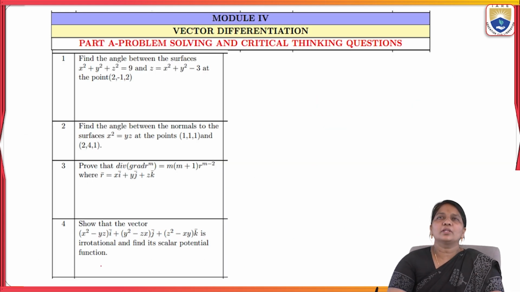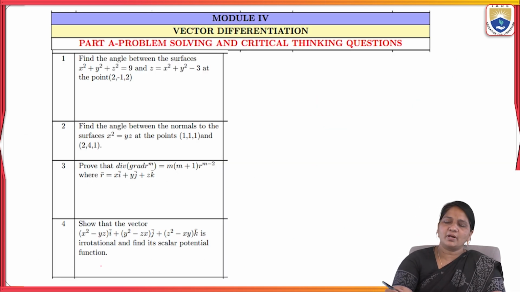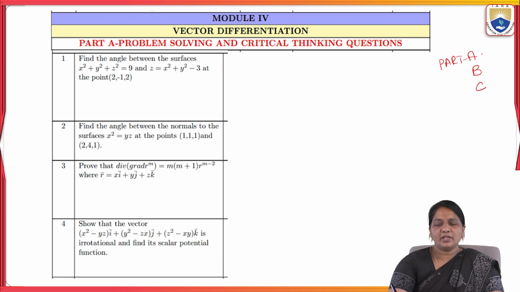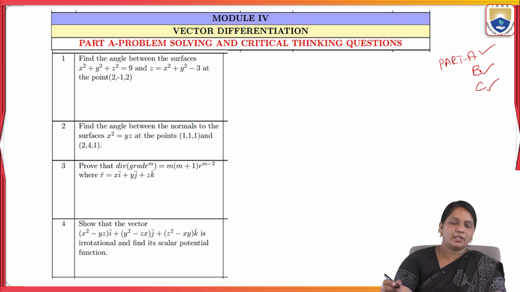So see here, in the question bank, we have three parts: Part A, Part B and Part C. In Part A, we have problem solving and critical thinking questions, in Part B, long answer type questions, and in Part C, short answers. So first we are going to discuss Part A here.